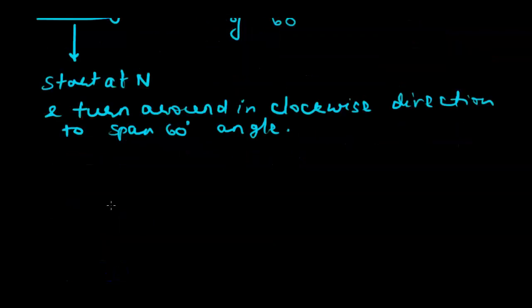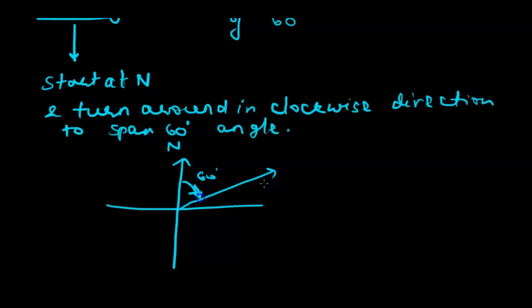So what does this mean? If we have to make a vector OA, we make the coordinate grid. This is north, this is the clockwise direction. We span a 60 degrees angle, and wherever we reach, let's say we reach here, this is where we form the vector. If this is 5 centimeters, we mark 5 centimeters. So this is OA, and again using bearing we are able to draw the vector when the angle of bearing is known.